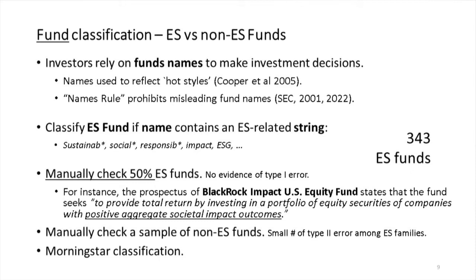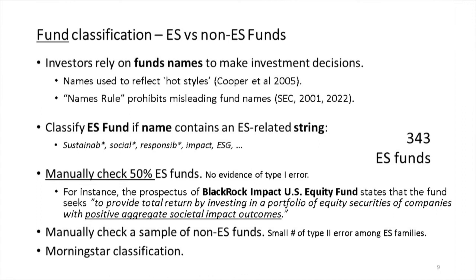So for instance, we have the BlackRock Impact US Equity Fund, which states that the fund provides total return by investing in a portfolio of equity securities of companies with positive aggregate societal impact outcomes, right? So this part is in the prospectus, which is consistent with the name that they provide.